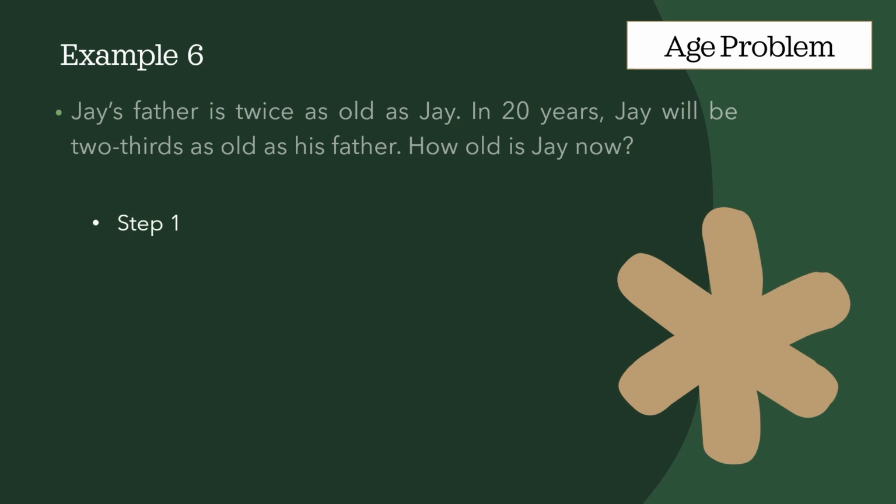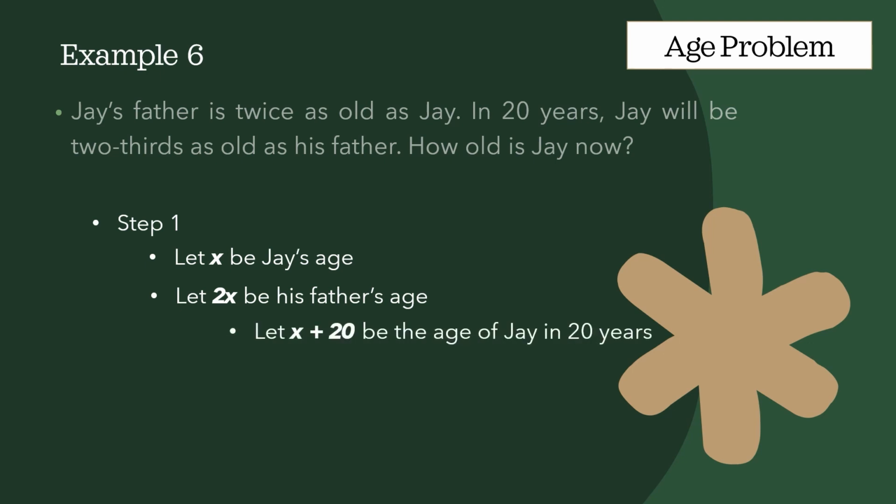So for step 1, read and understand the problem. Then identify the given. Let x be J's age. And let 2x be his father's age, since it is stated in the problem that J's father is twice as old as J. Let x plus 20 be the age of J in 20 years, and 2x plus 20 be the father's age in 20 years.